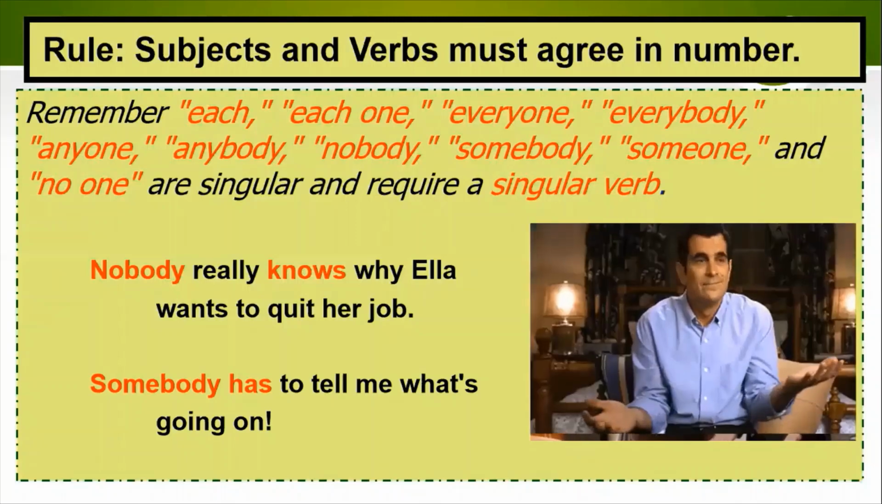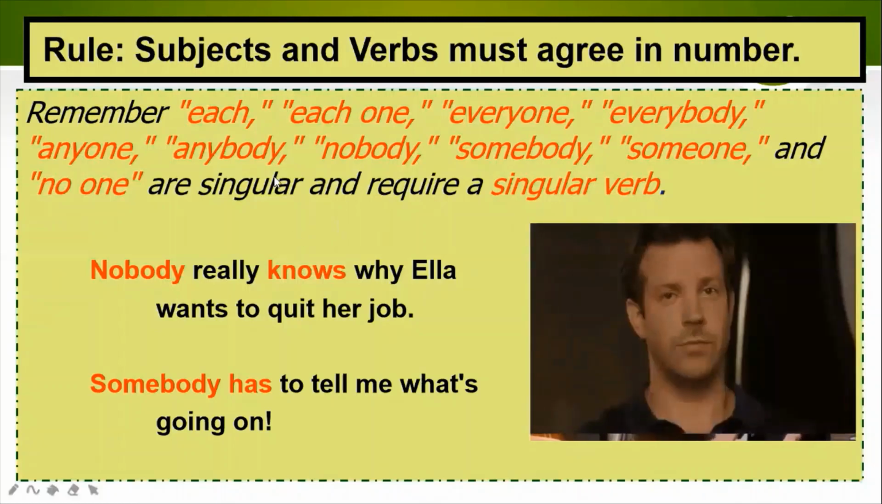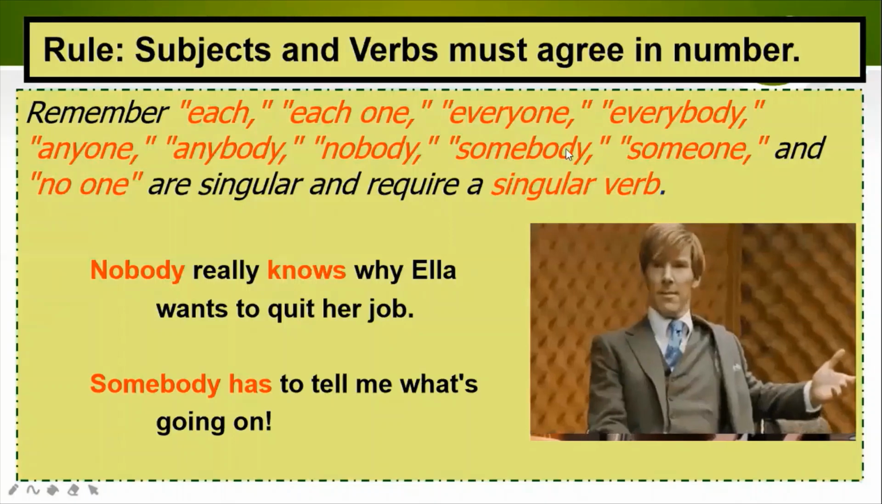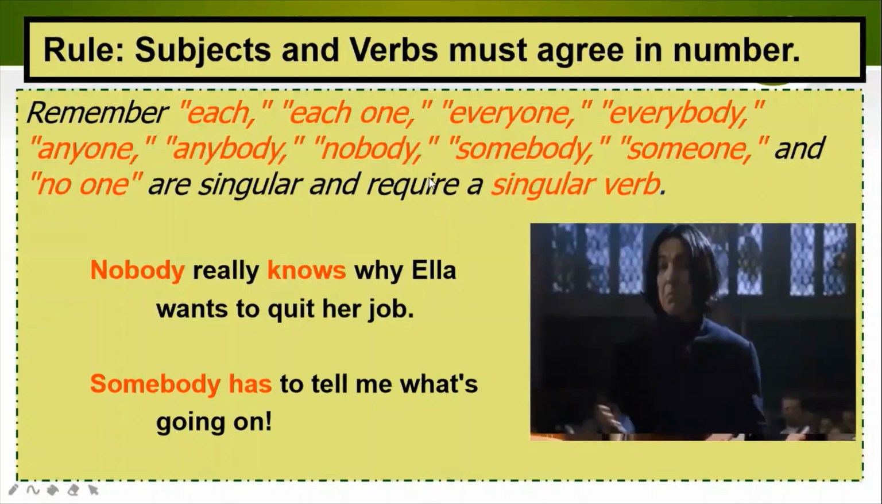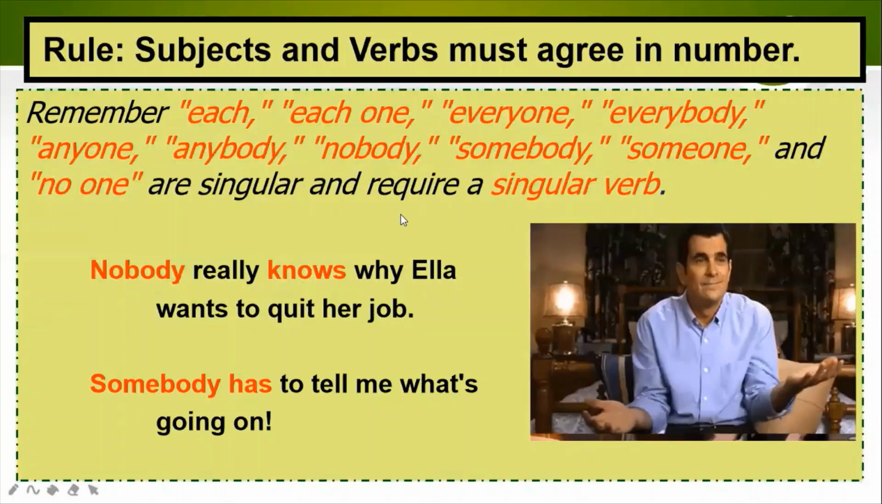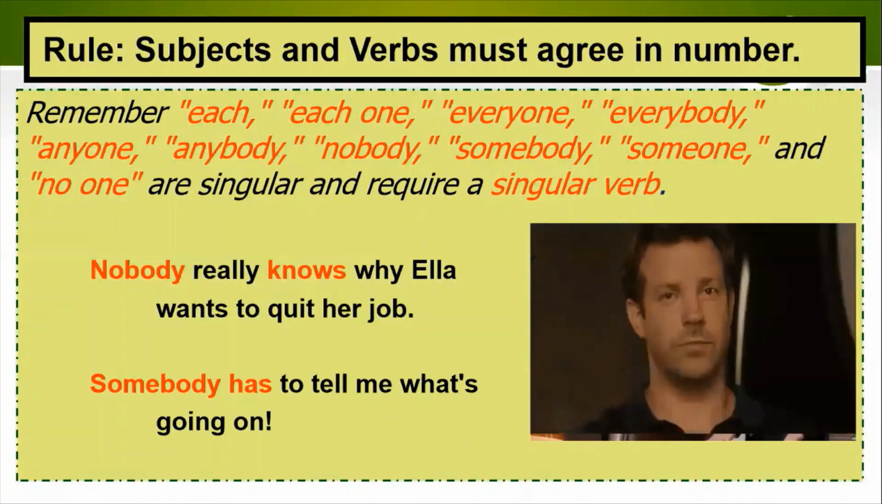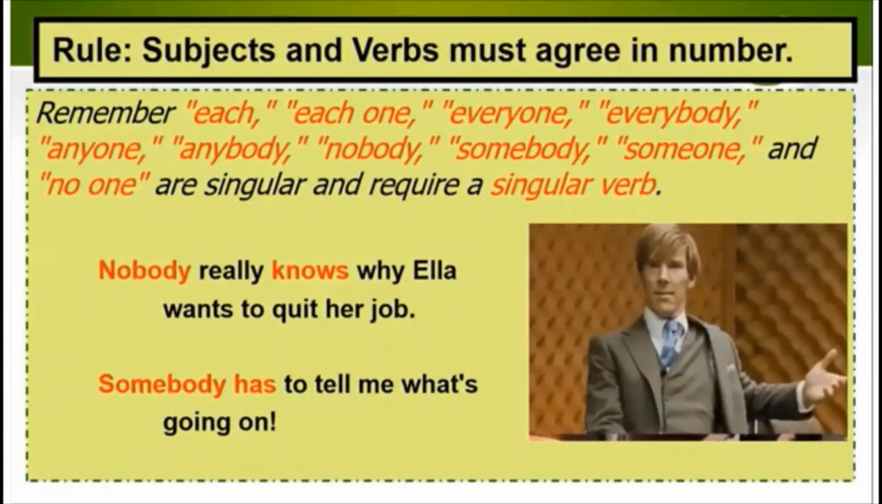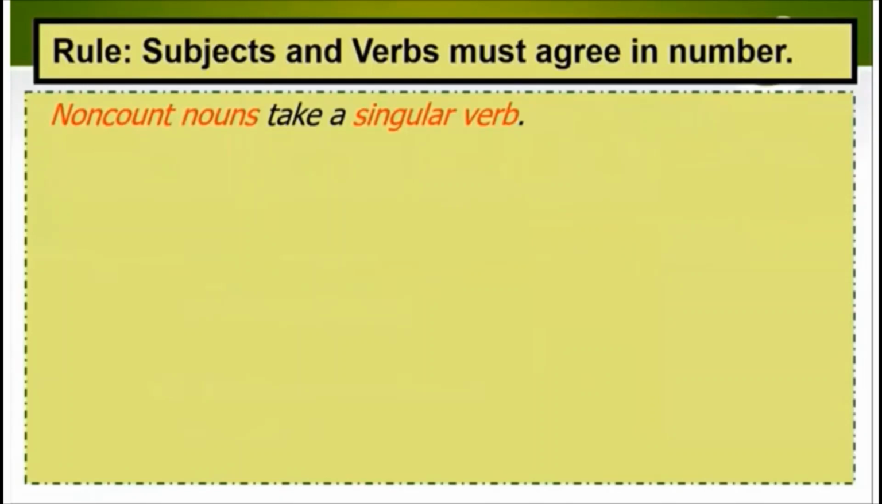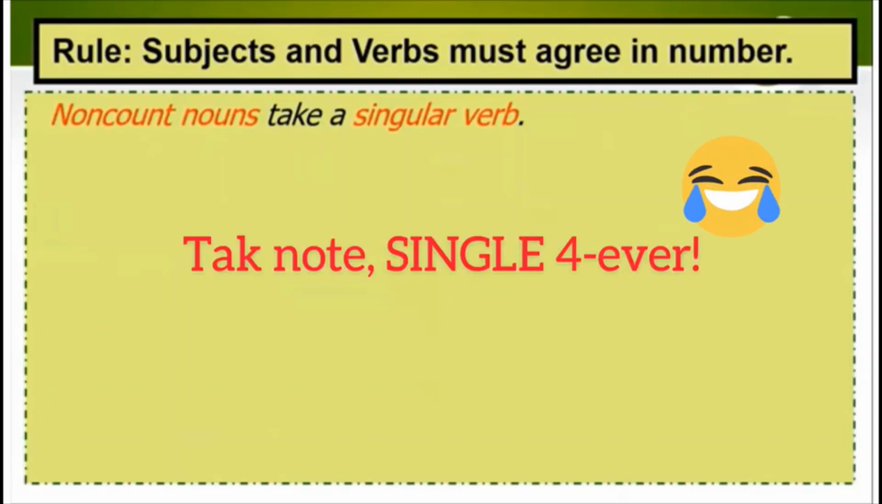Alright? So, pag nakita niyo yung each one, everybody, or everyone, anyone, anybody, just use the singular form of the verb. Okay? At ito pa ang isa. Itong non-count nouns na to. Okay? Non-count nouns take a singular verb. Okay? So, non-count nouns means sila yung mga singular lang talaga. Single lang sila for the rest of their lives.